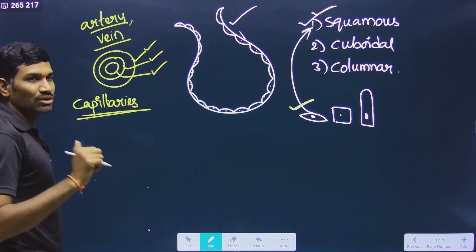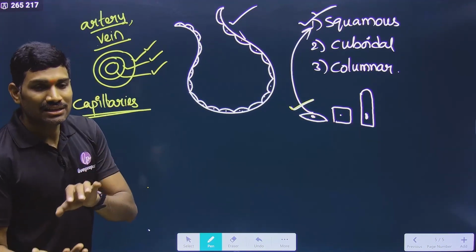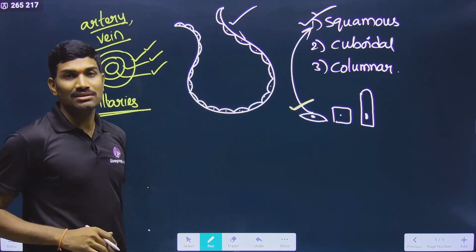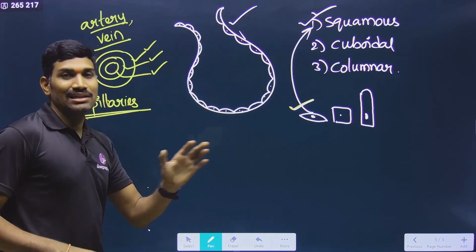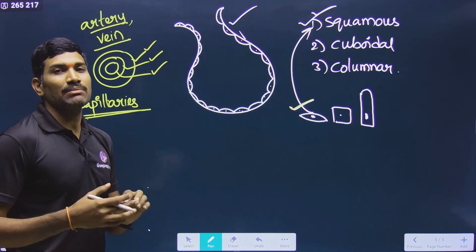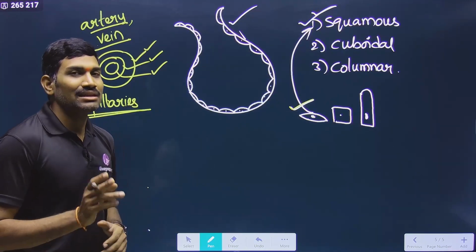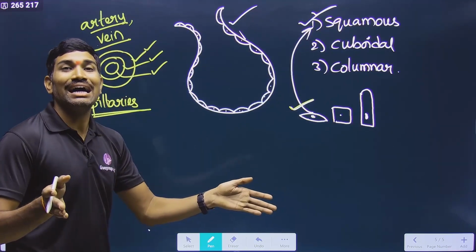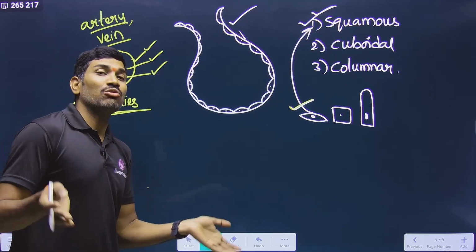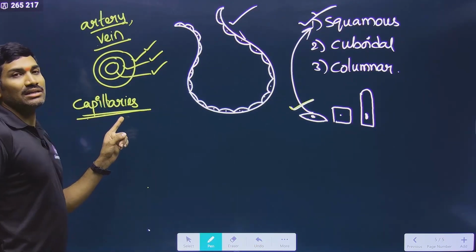What is the significance of these capillaries? We are saying that from the heart the blood is pumped to the lungs, but initially it is the artery that is coming. Yes or no? It is the pulmonary artery that is coming there, and that pulmonary artery will divide into some arterioles, and arterioles will further divide into capillaries.